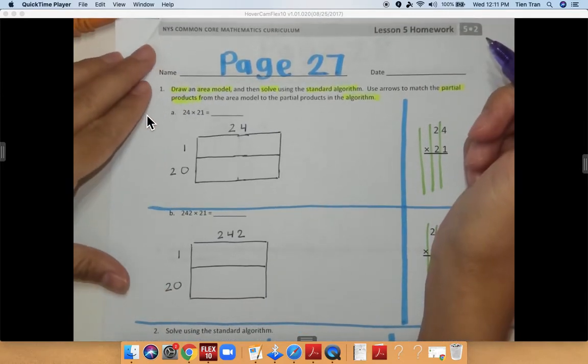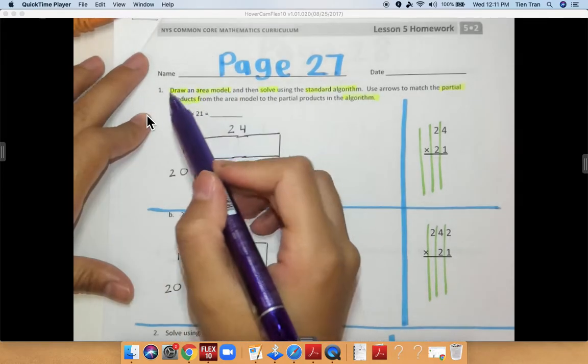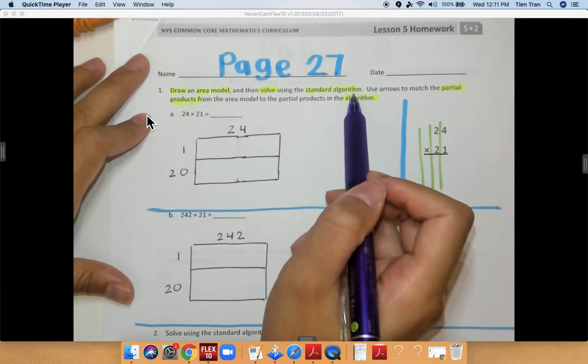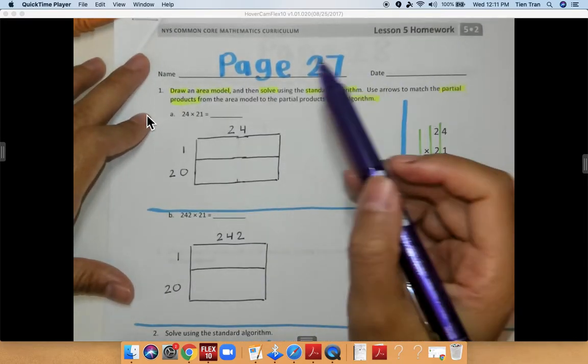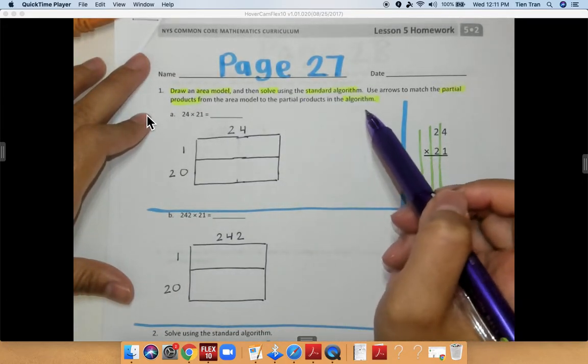We are on page 27, lesson 5. Make sure you are on the correct page. So problem number 1 asks you to draw an area model and then solve using the standard algorithm. Use arrows to match the partial products from the area model to the partial products in the algorithm.